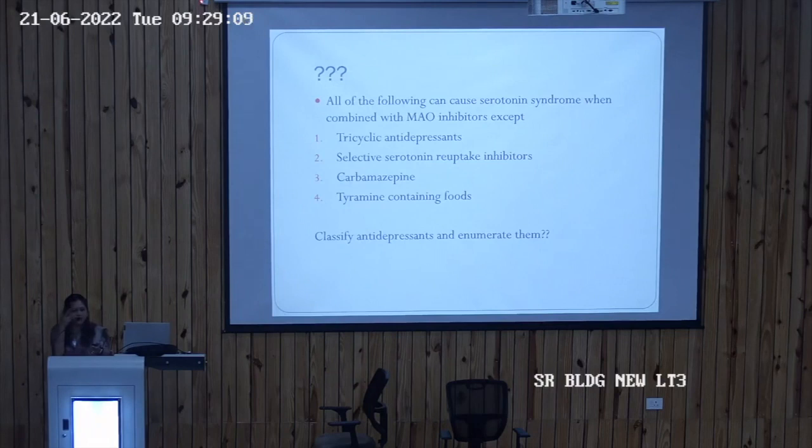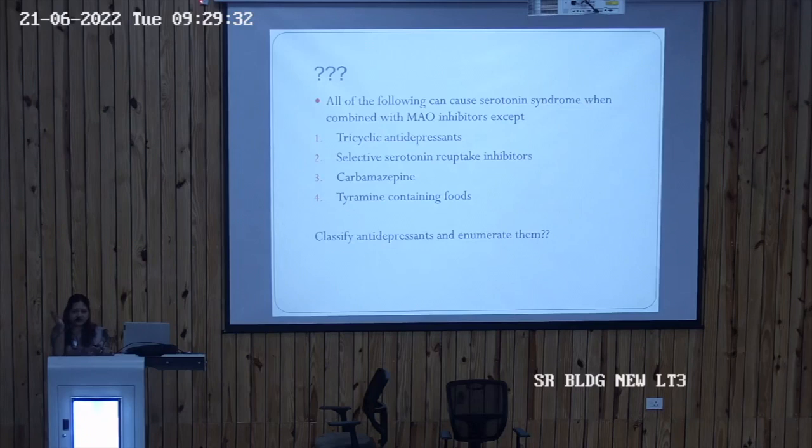दो पहले वाले क्लियर हैं. अब कार्बामेजेपिन की बात हुई और टायरामीन कंटेनिंग फूड की बात है. टायरामीन कंटेनिंग फूड, हैव यू अंडरस्टूड व्हाट दे आर डूइंग? इज इट कॉजिंग सेरोटोनिन सिंड्रोम? So the answer is tyramine containing food. ये hypertensive crisis कर रहे हैं. They are not causing the serotonin syndrome.